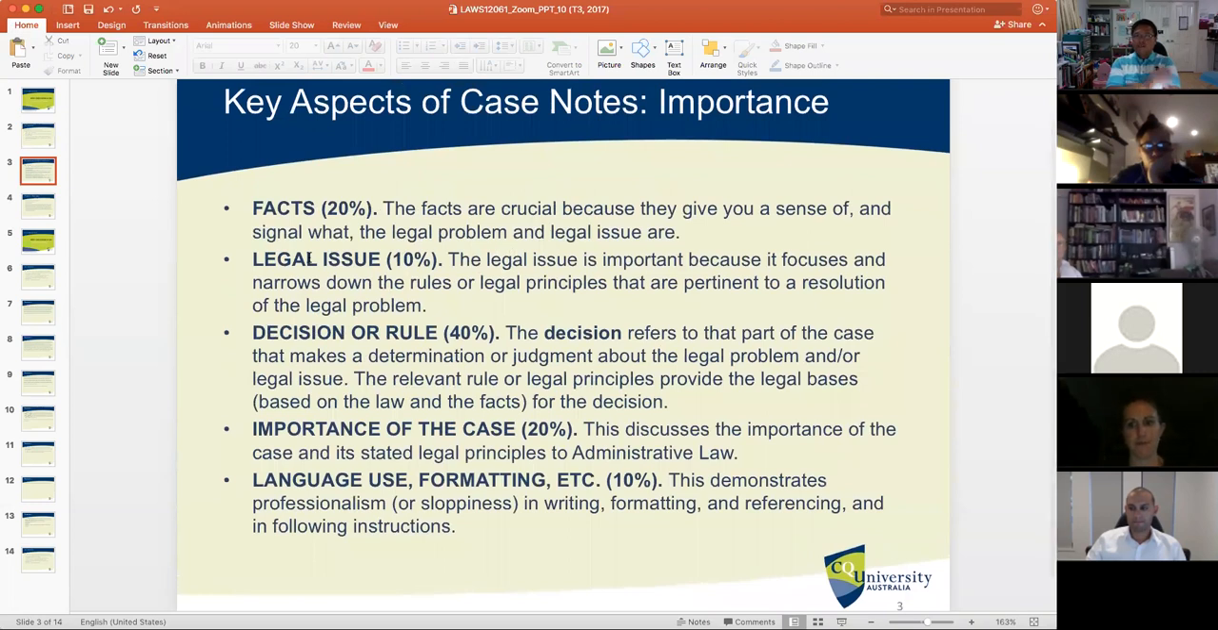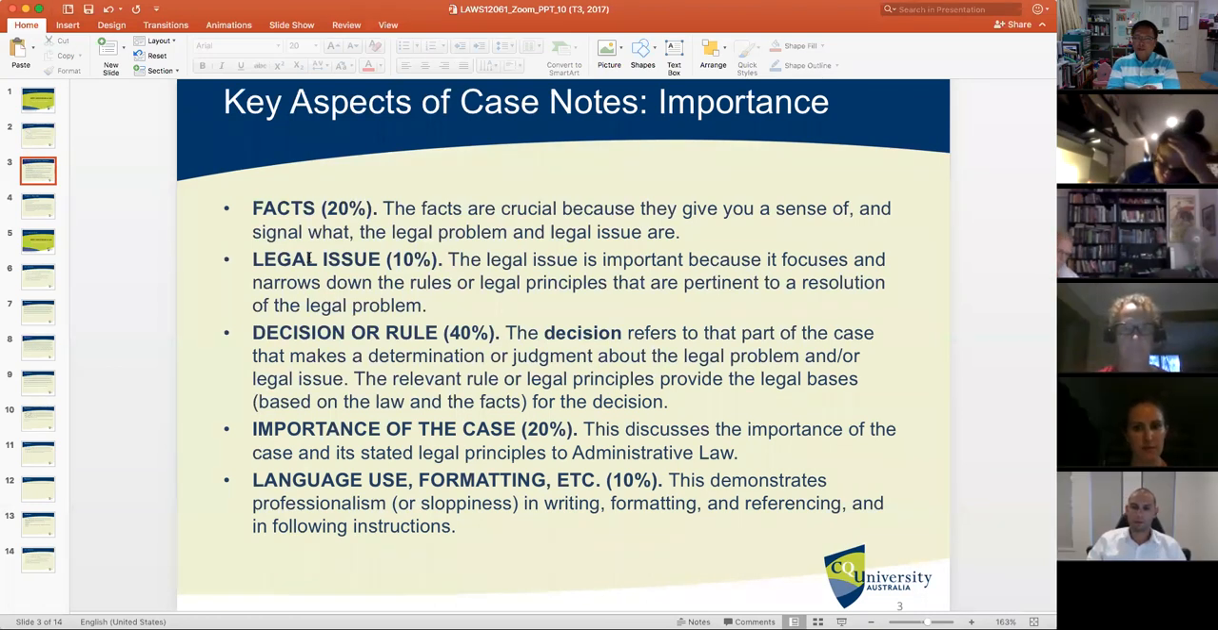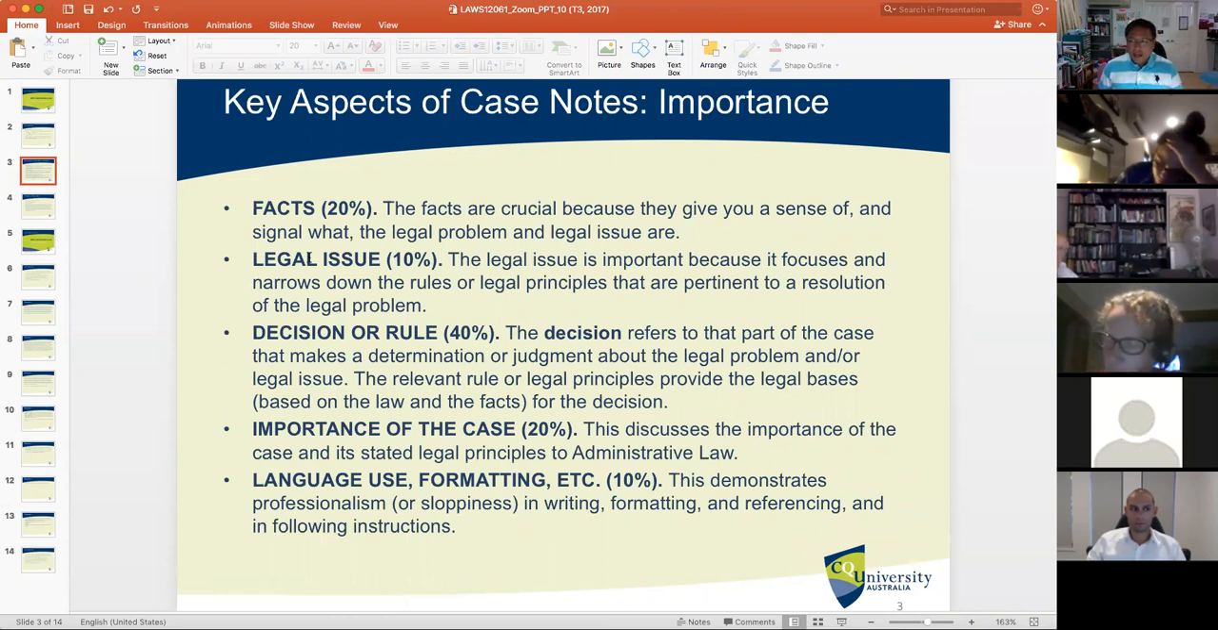Now, what are the key aspects of the case notes assignment? Let's begin with that, just for us to get grounded on what the key aspects are that we're looking at. So of course, you begin with the facts. The facts are crucial because they give you a sense of, and signal, what the legal problem and the legal issue are. Without the facts, all you end up having would be the legal principles. And as we noted, especially in relation to a lot of the quizzes that I've drafted, you could get your answers wrong depending on the facts. So the facts are really important.